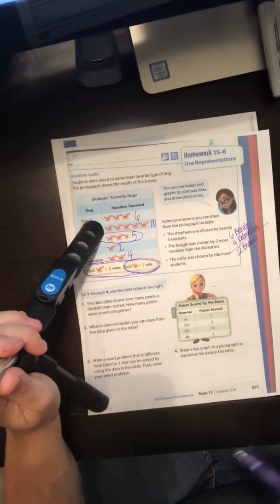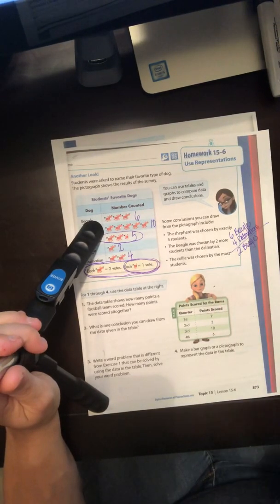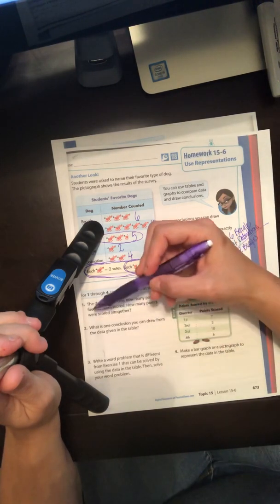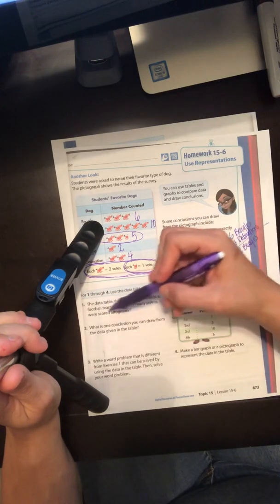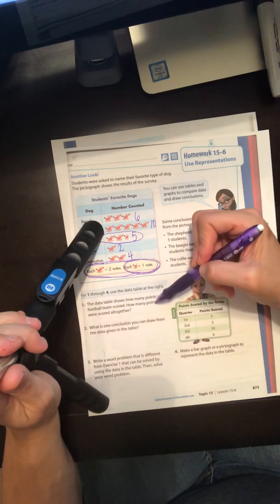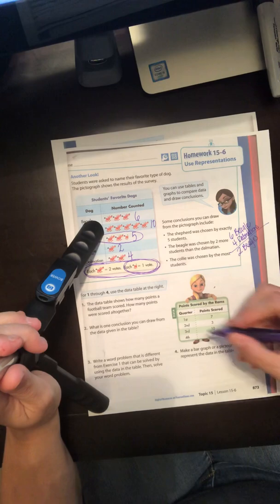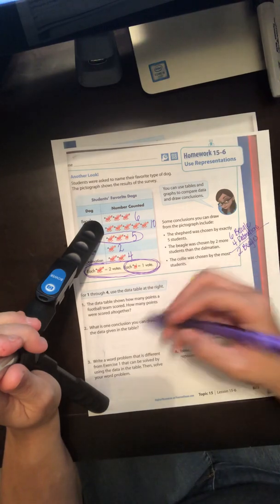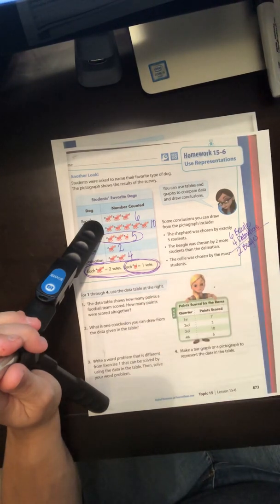So let's go down here below. I'm not working all of these out with you. I'm only gonna work some of them out because it's very important and crucial that you do this by yourself because you guys need practice. The data table shows how many points a football team scored. How many points were scored all together? So that means you need to add all those scores together to get this number, okay?